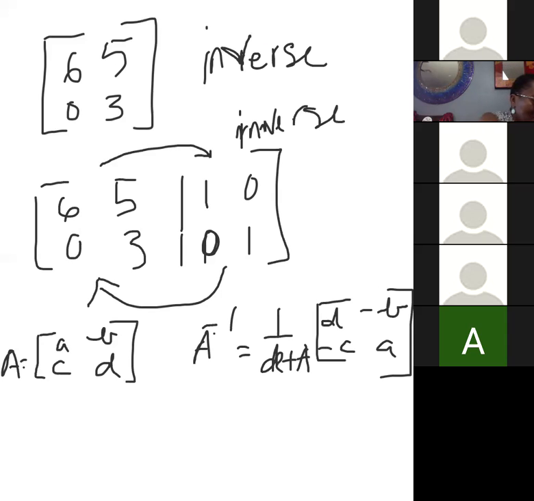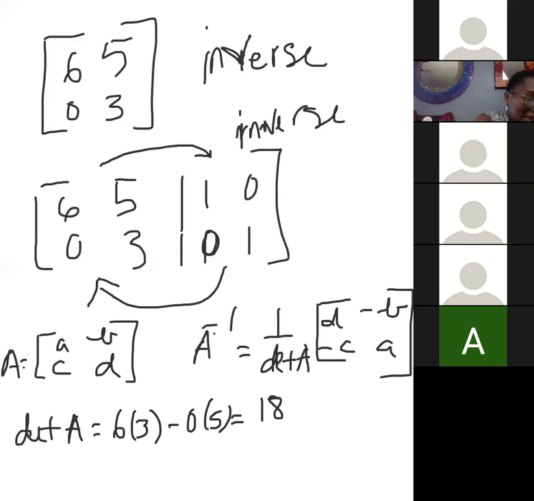So in the case of our little matrix here, the determinant of A will equal 6 times 3 minus 0 times 5, which is 18, okay? And then, guys, remember this is our A value right there. That's our B value. That's our C value. And this is our D value right there. We're going to plug them into the formula accordingly.